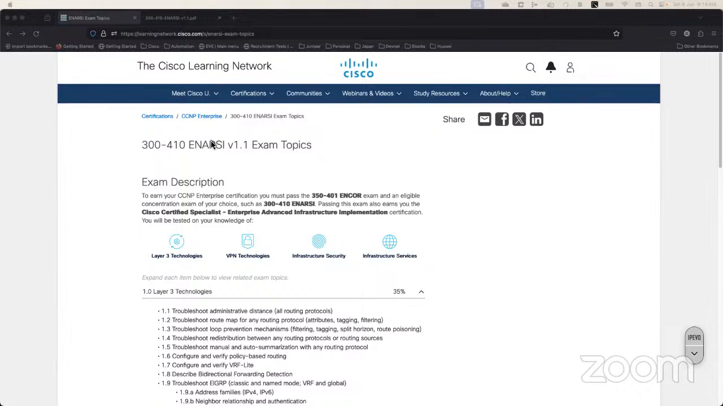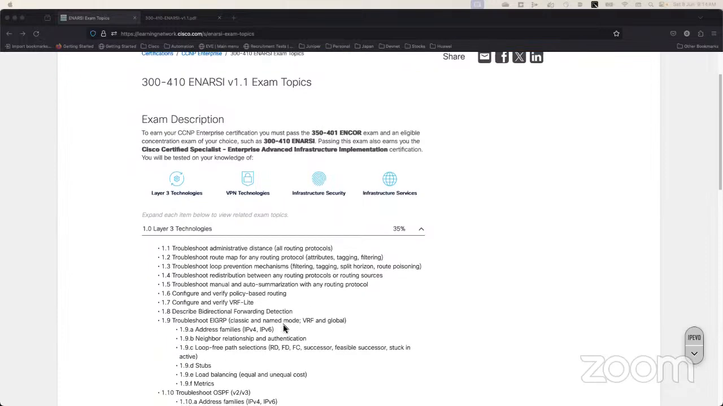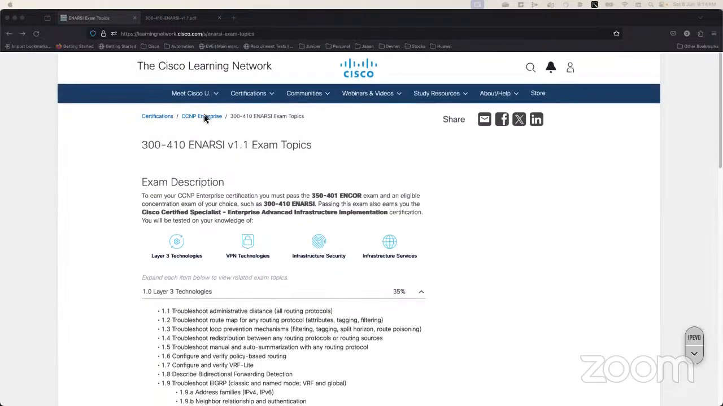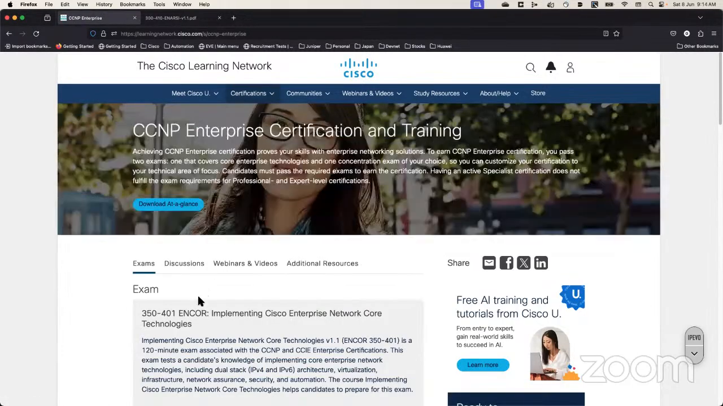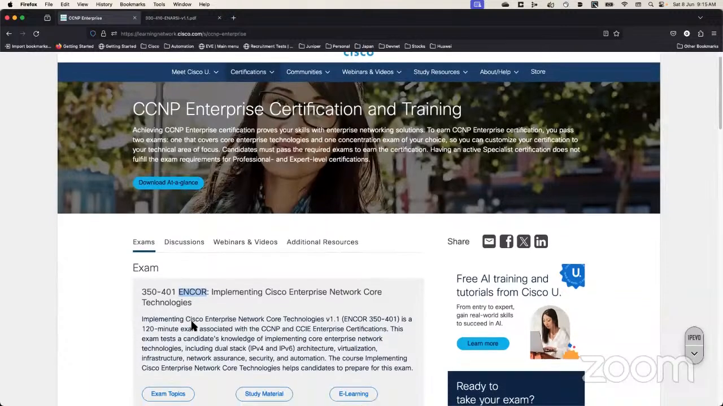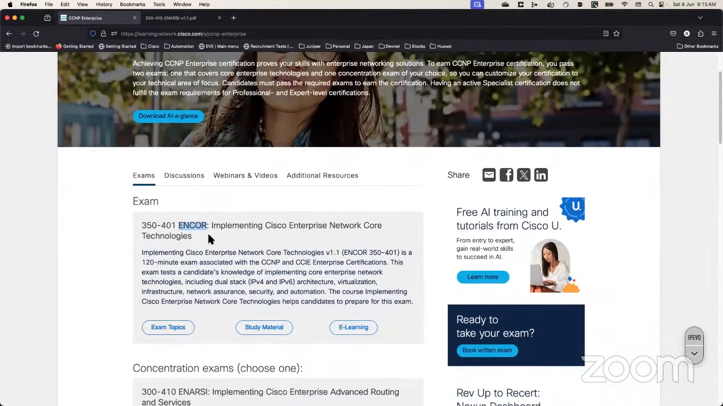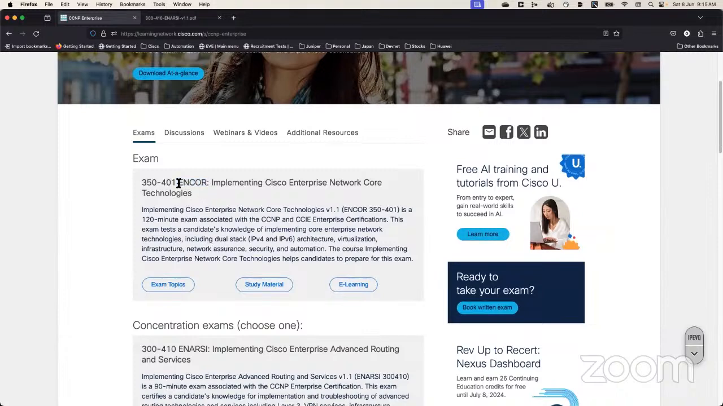I have experience of around 20 plus years, and I've taken multiple such training sessions for ENCOR and NRC as well as CCIE certifications. So if I walk you through, this is the Cisco URL that I have opened. In CCNP Enterprise, in order for a person to achieve CCNP Enterprise certification, one of the exams he wants to clear is ENCOR, 350-401. Sorry, this is our ENCOR exam.